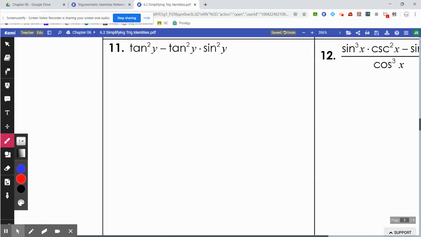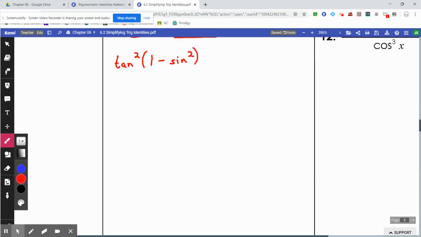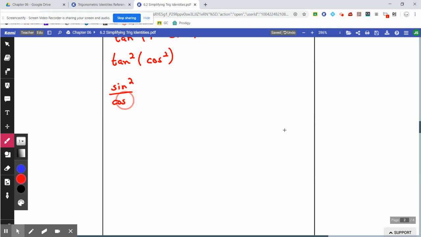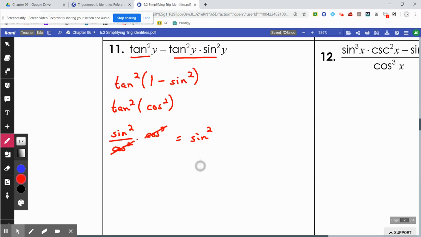Number 11. Now on this one, I noticed that I've got 2 terms and both of them have tangents. Another one of our strategies was to factor. I can factor a tan squared out of both of these. So factor out a tan squared, you're left with 1 minus sine squared. So now that would be a tan squared times 1 minus sine squared, which by the Pythagorean identity is cosine squared. You can rewrite tan squared as sine squared over cosine squared times cosine squared. The cosine squareds would cancel and leave you with just sine squared, and our angle was y.